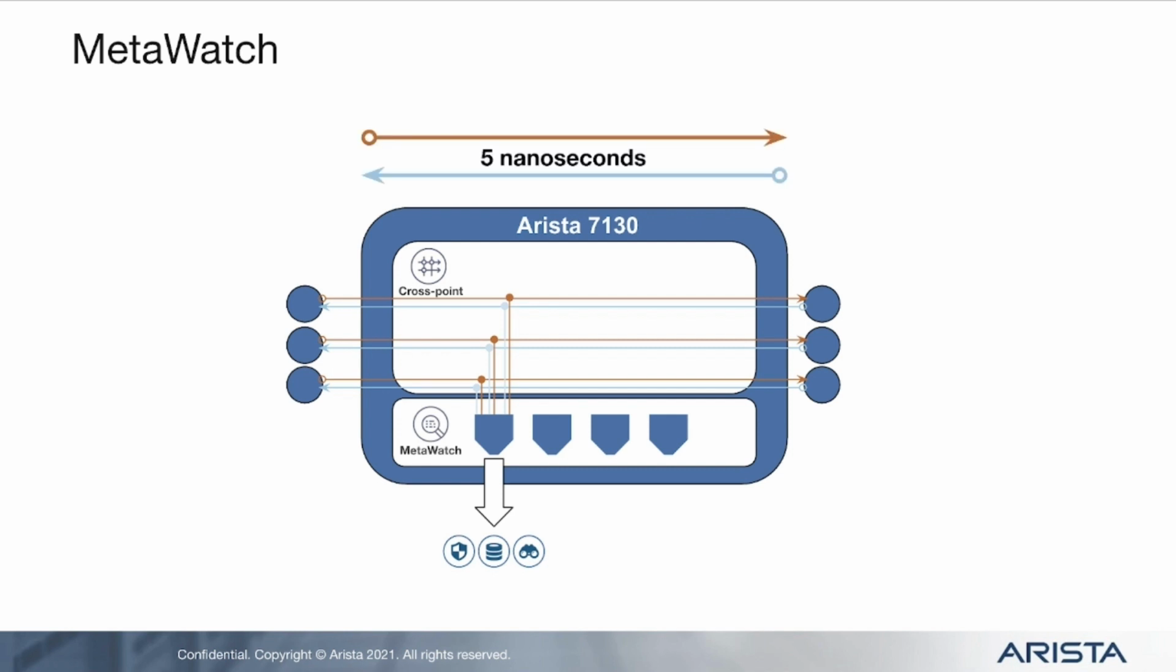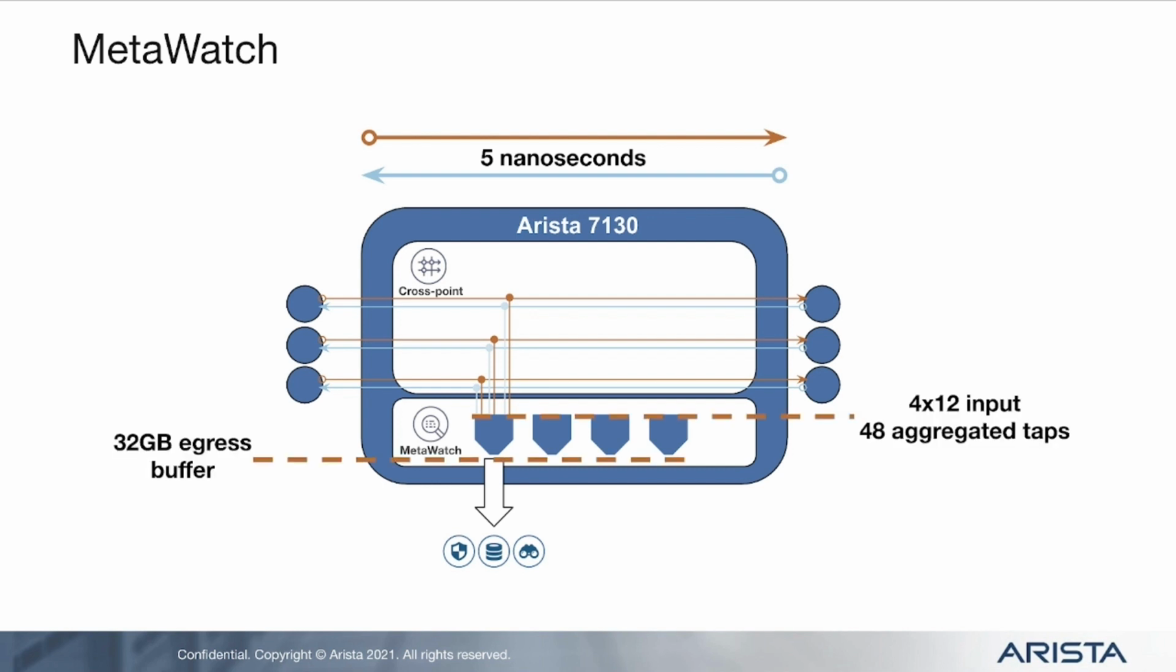Using Metawatch, we can tap and aggregate data without disturbing the data that is being sent between those devices. We do, however, regenerate the signal because the 7130 is an active device. That's why we call this regenerative tapping, with a latency penalty of just 5 nanoseconds. Metawatch can tap up to 4 groups of 12 ports in parallel, which will be sent out on 4 different output ports. The aggregated ports can then be interconnected to front panel ports through the crosspoint to feed into an arbitrary number of packet capture tools.